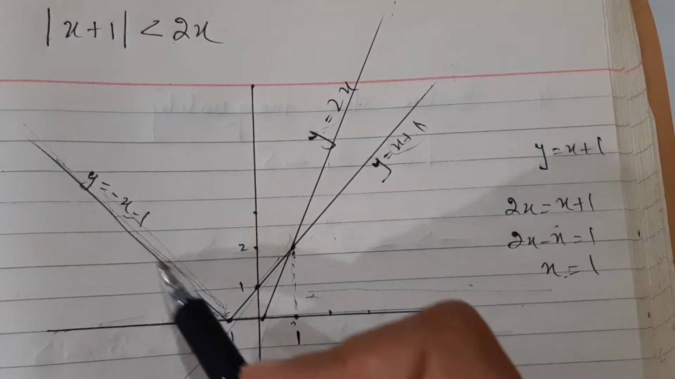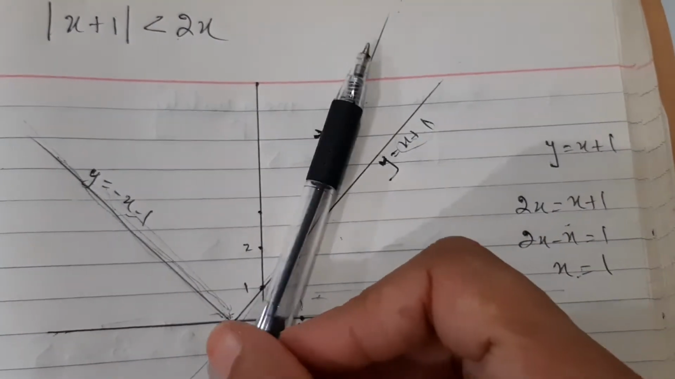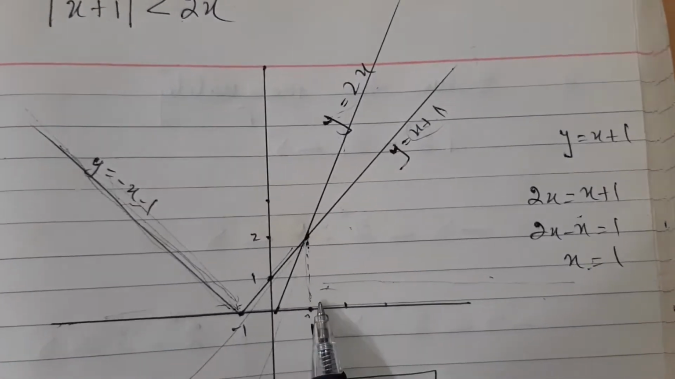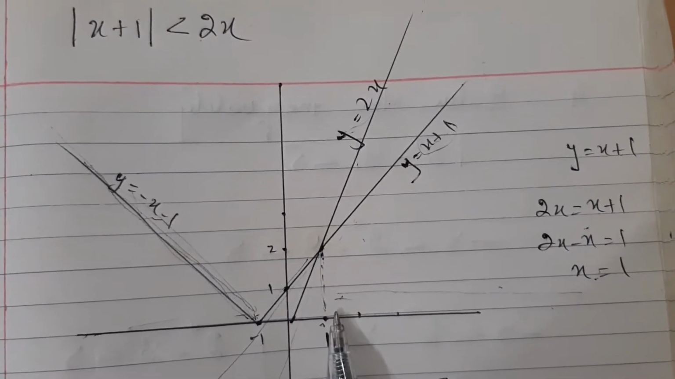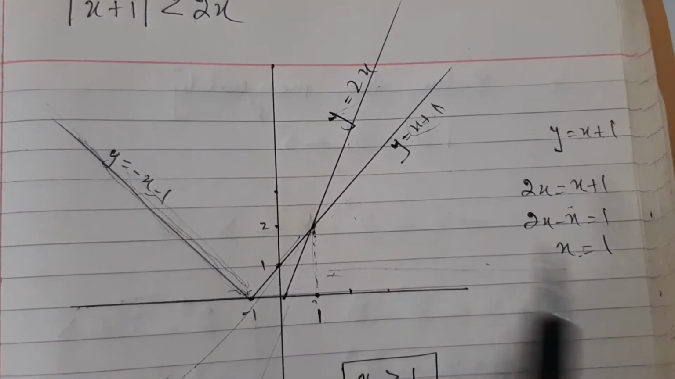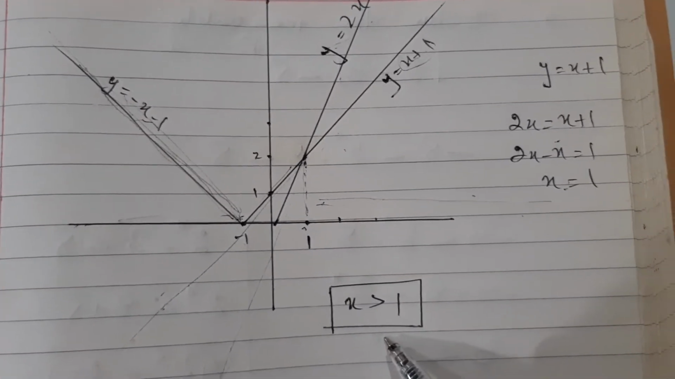And this part of the modulus is above the line. So there is nothing here. If you see the sketch, there is no second intersection. So it means the only answer is x is greater than 1.